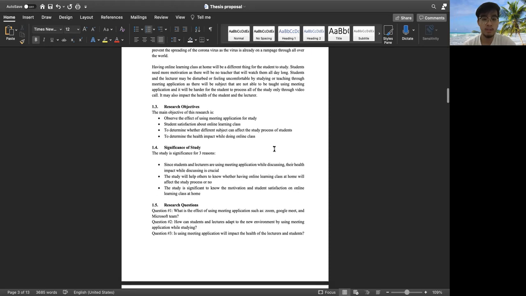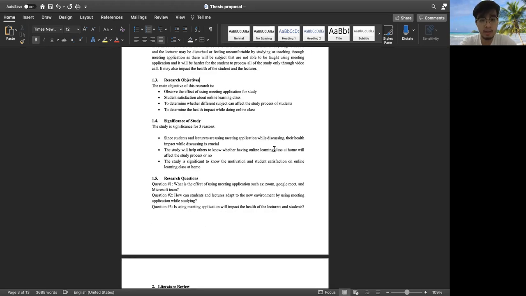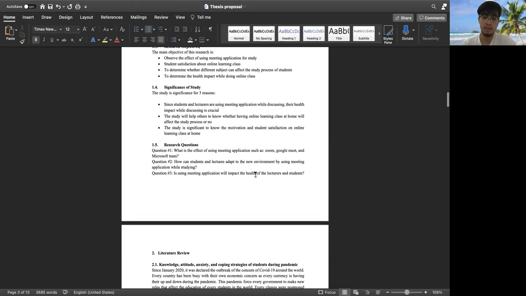For the research question, the first question is, what is the effect of using meeting applications such as Zoom, Google Meet, and Microsoft Teams? The second question, how can students and lecturers adapt to the new environment by using meeting application while studying? And the third question is, using meeting application will impact the health of the lecturers and students.